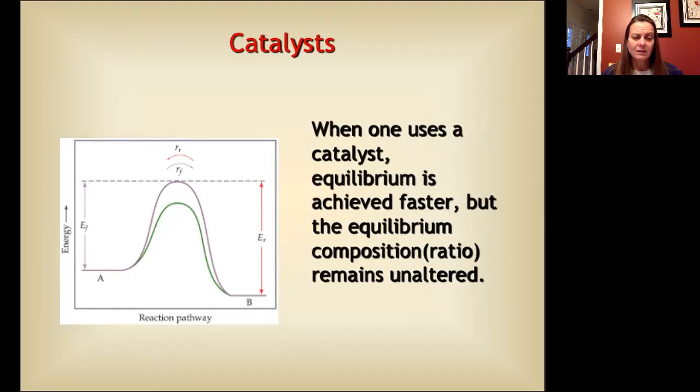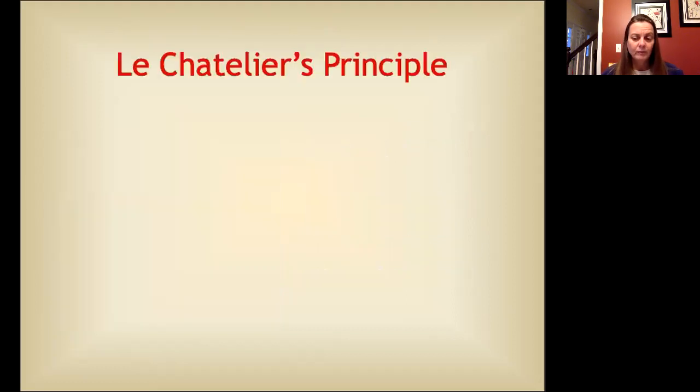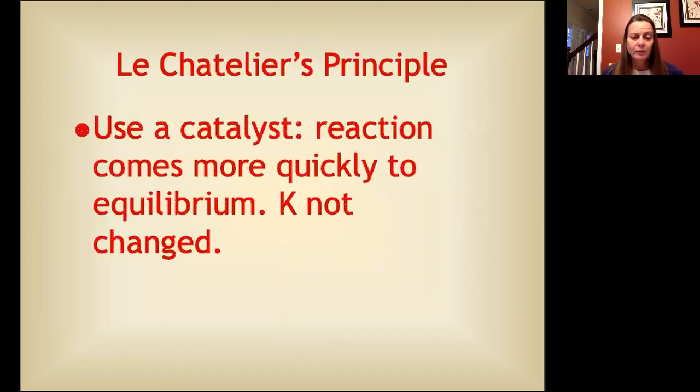So adding a catalyst is not going to cause a shift in either direction. It's just going to make us reach equilibrium faster. So it comes more quickly to equilibrium, but K is not changed.